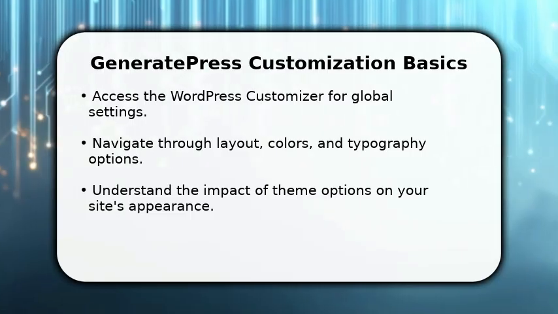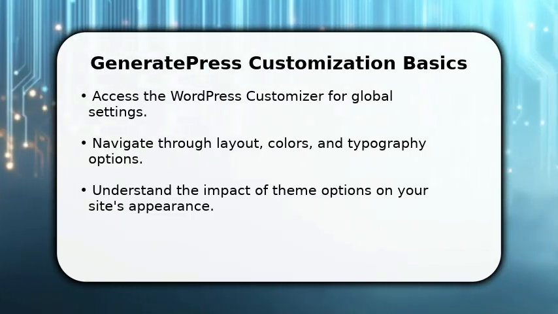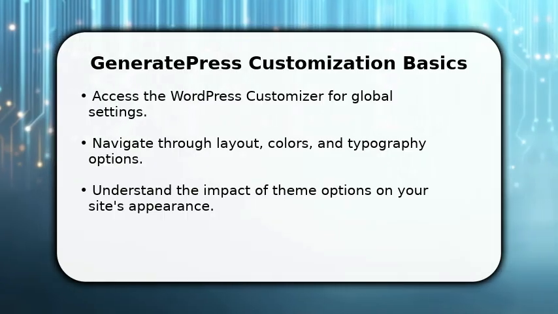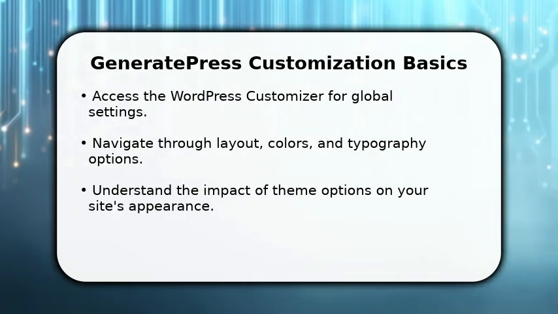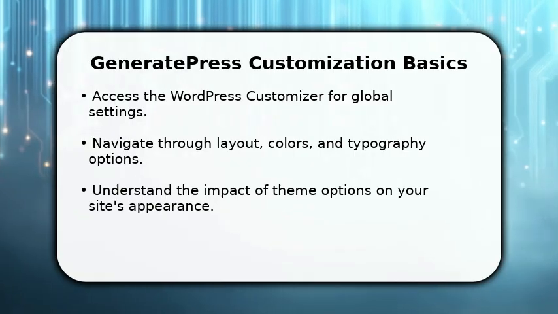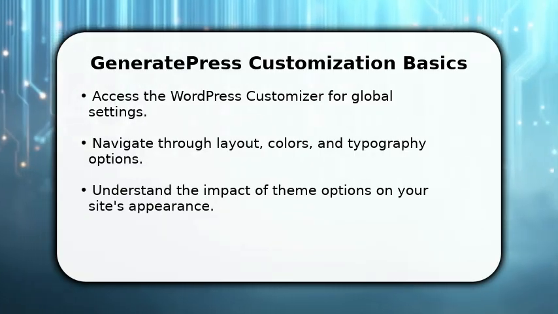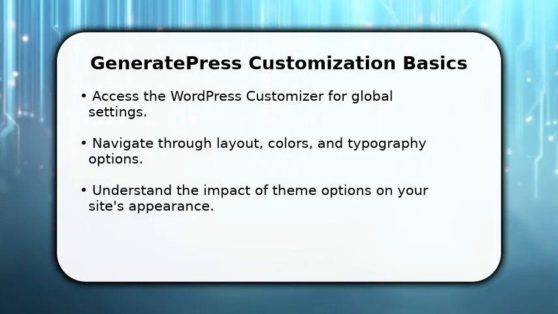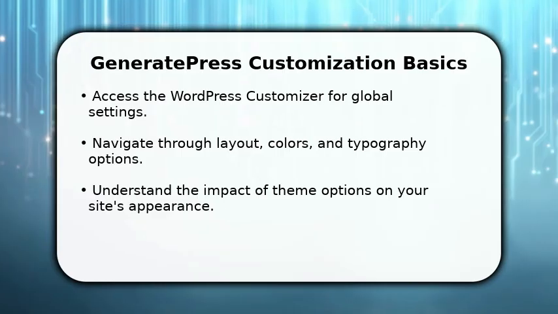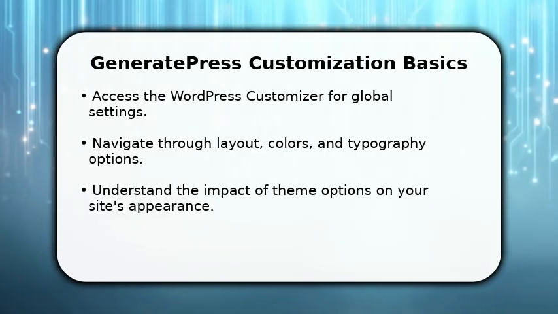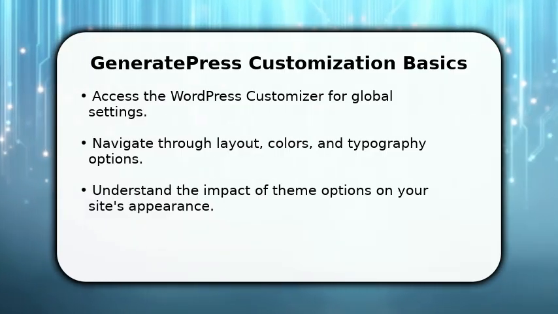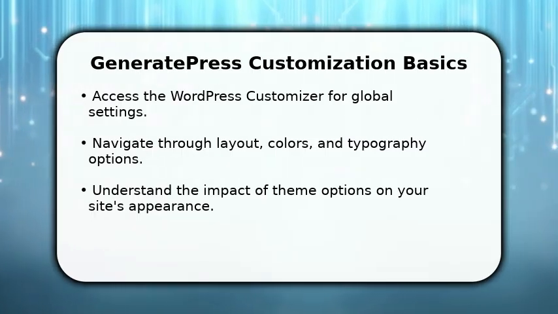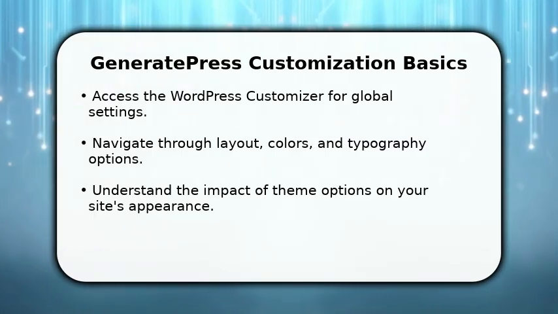In this video, I will explain how to customize the GeneratePress theme. First, open your WordPress dashboard and navigate to Appearance, then Customize. This is your central hub for making global changes to your website's design. Here, you will find options to adjust your site's layout, colors, and typography. These settings provide a powerful foundation for shaping your website's unique look and feel, ensuring a consistent design across all pages. We will explore each of these areas in detail.